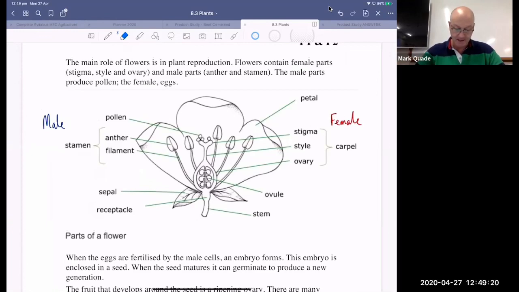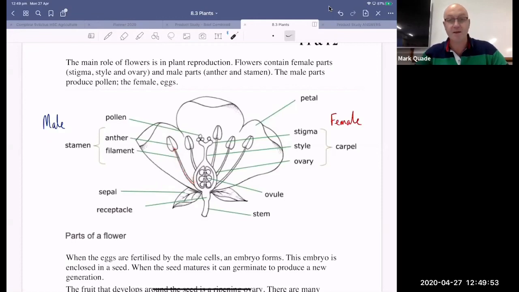Now the filament is just this long stem that the anther sits on top of. Okay, now the anther produces the pollen. So the pollen has the genetic material, so half of the genetic material of the plant. The pollen would be the equivalent of sperm in animals.